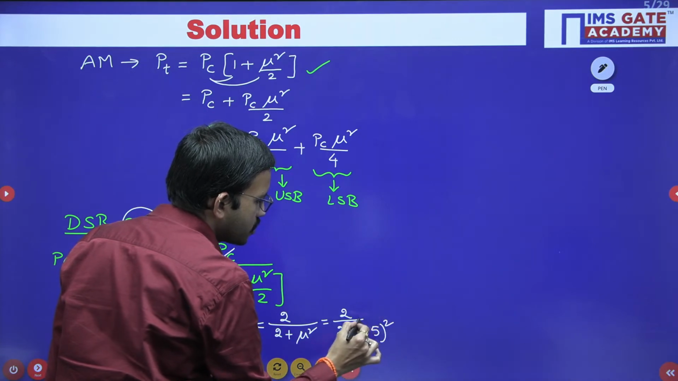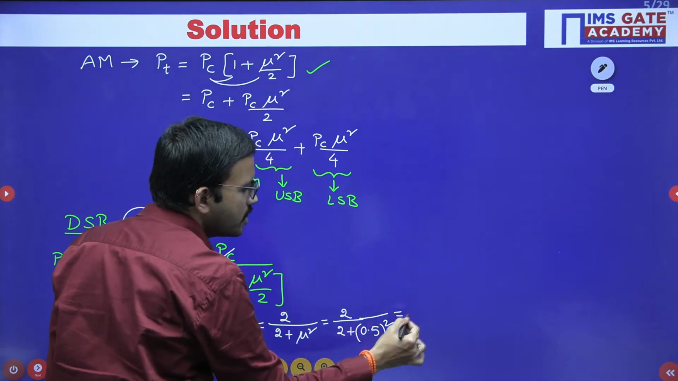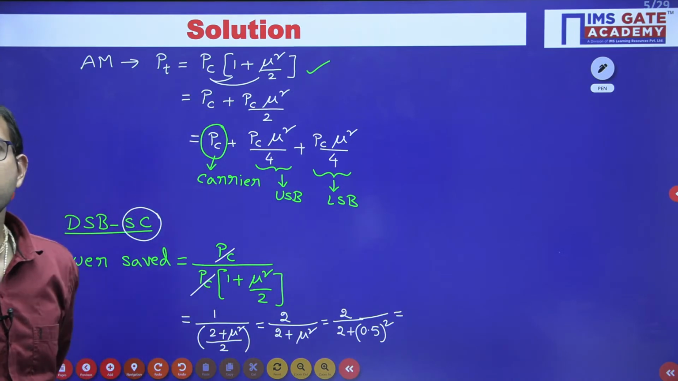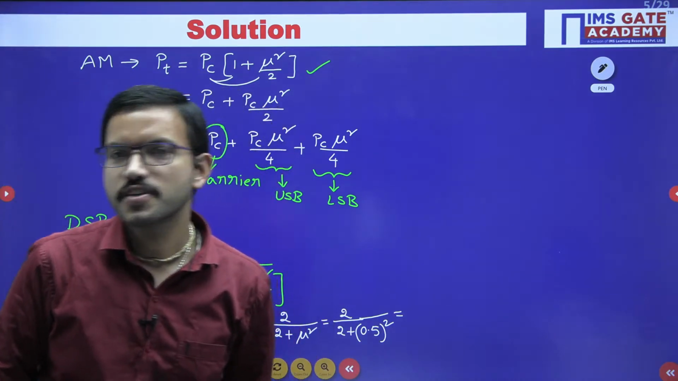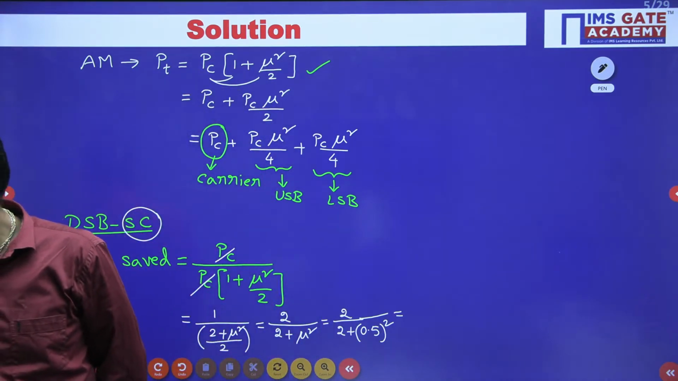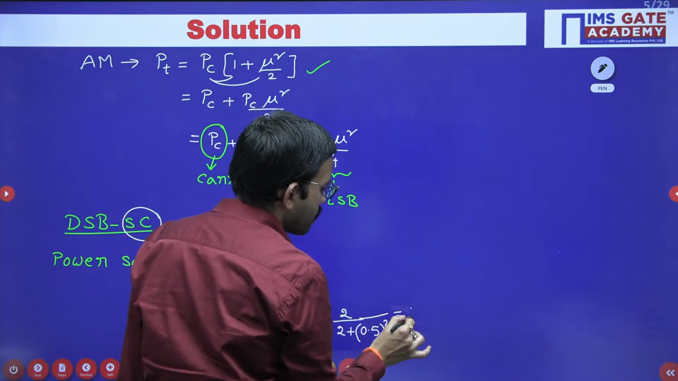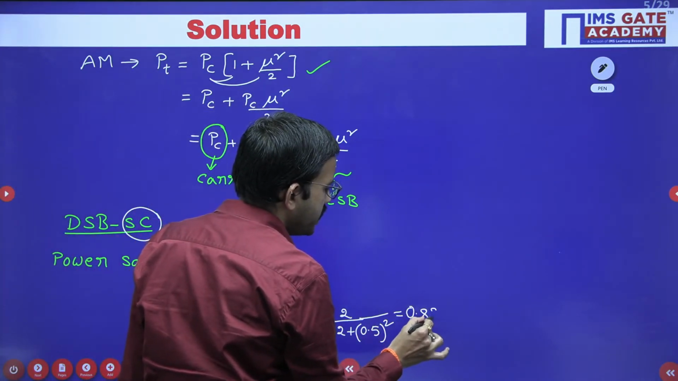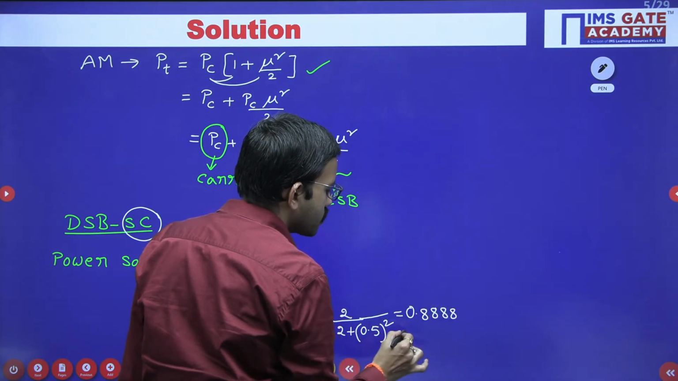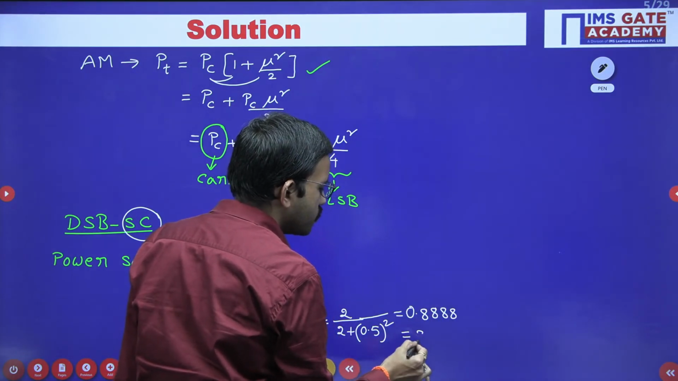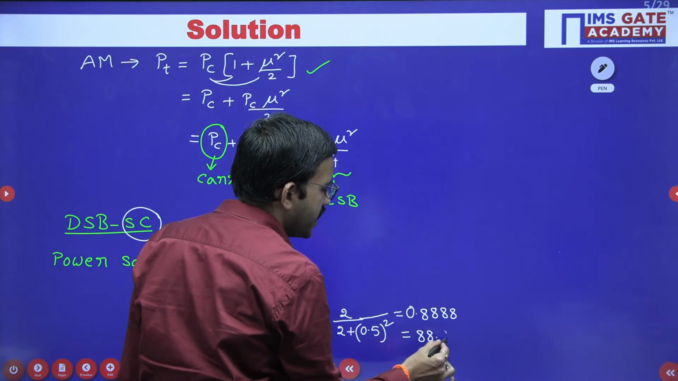So all of you just do the simplification and tell me how much value you are going to get here. Yes, very good Naveen, very good. Yes, you will get 0.8888 like that you will get. So this one in terms of percentage, if you write, you can write 88.88%.